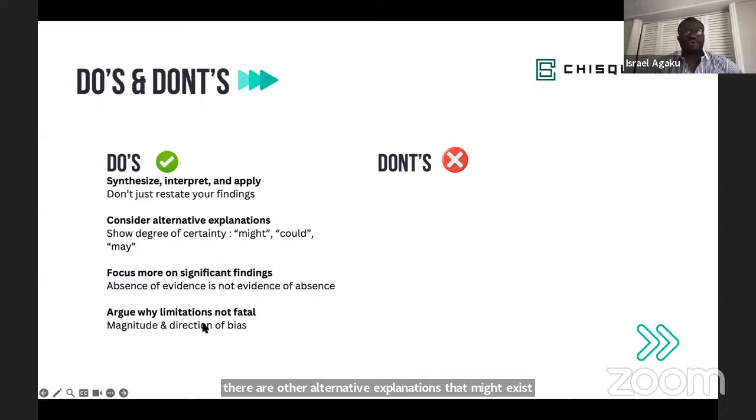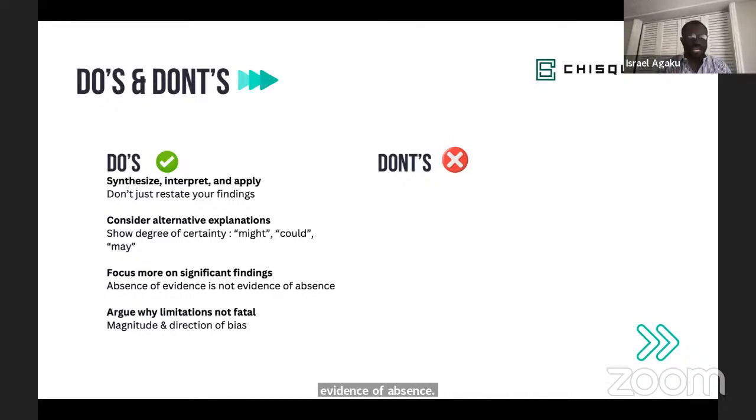Then focus more on significant findings. Remember, the cardinal rule is the absence of evidence is not evidence of absence. So if you're doing a regression analysis, for example, don't go to town talking about results that were non-significant. How do you know that this is not a case of type 2 error? So just focus more on significant findings and acknowledge the fact that there might be possibility of type 2 error in your findings.